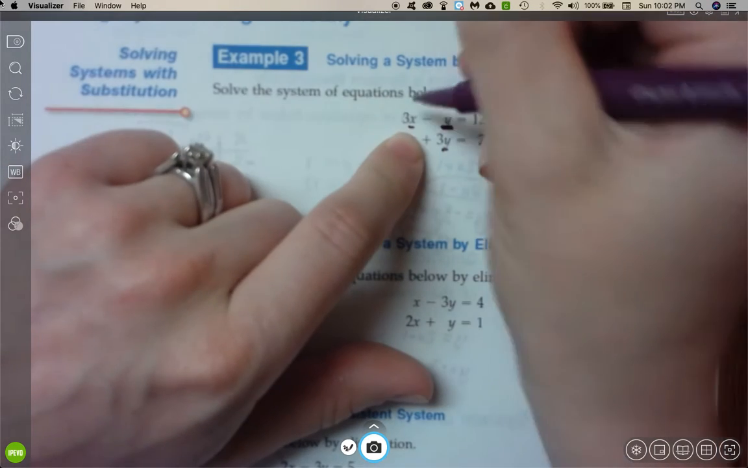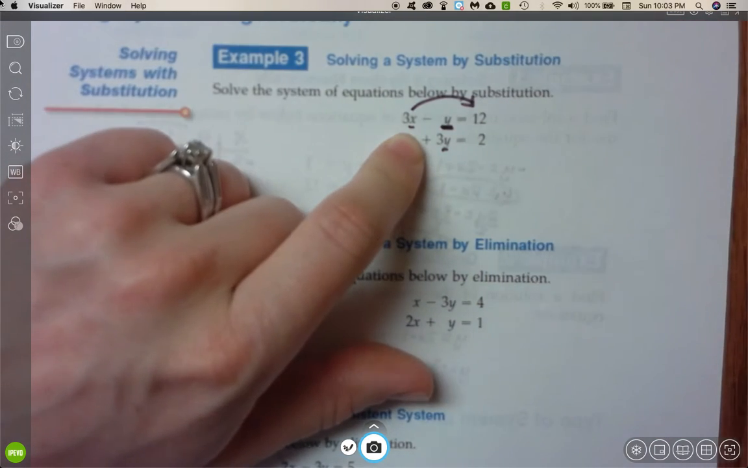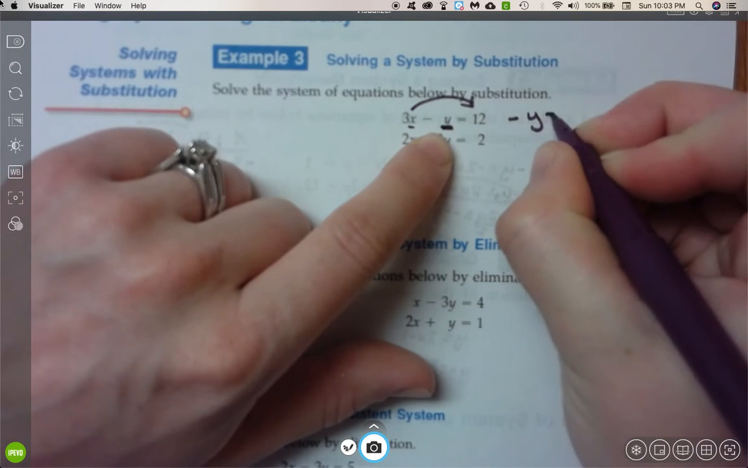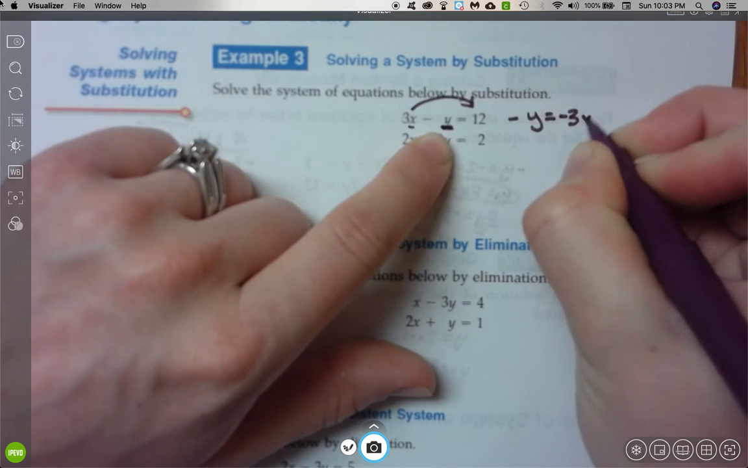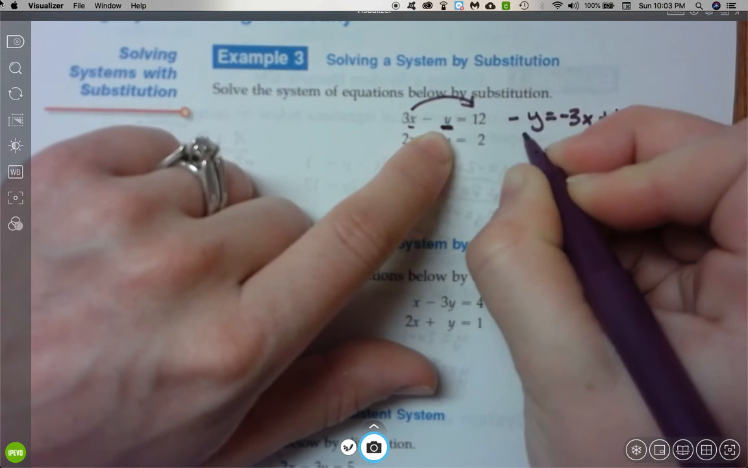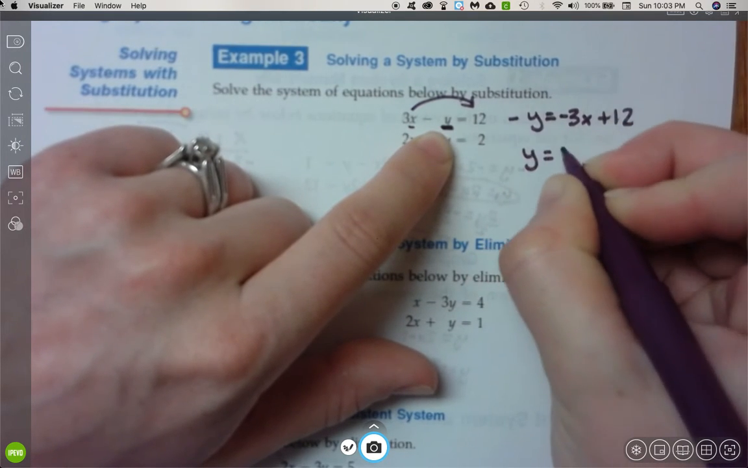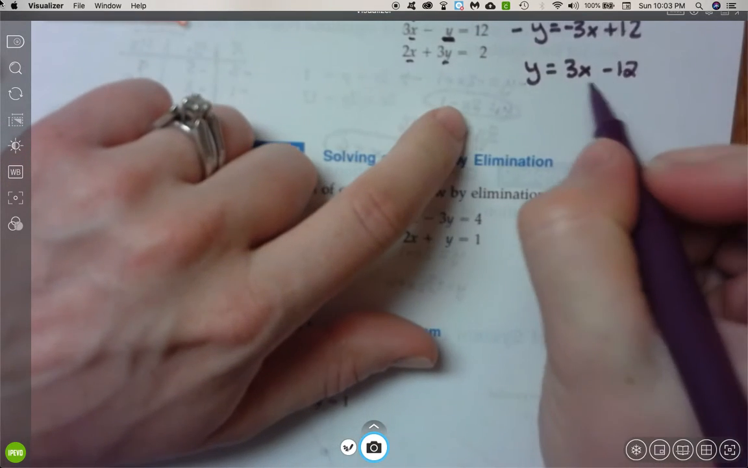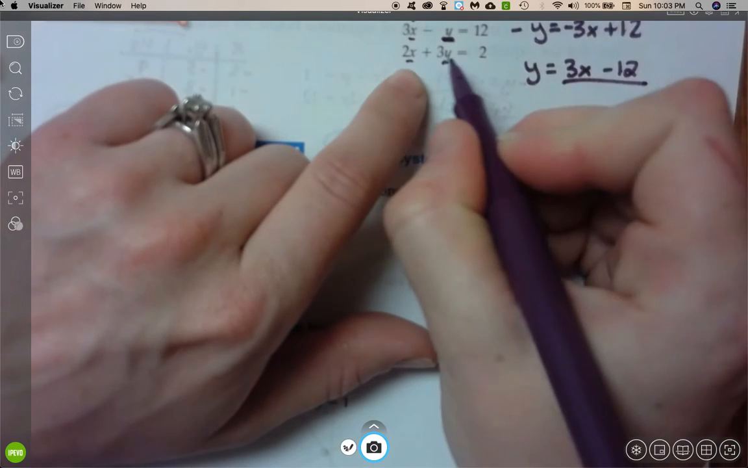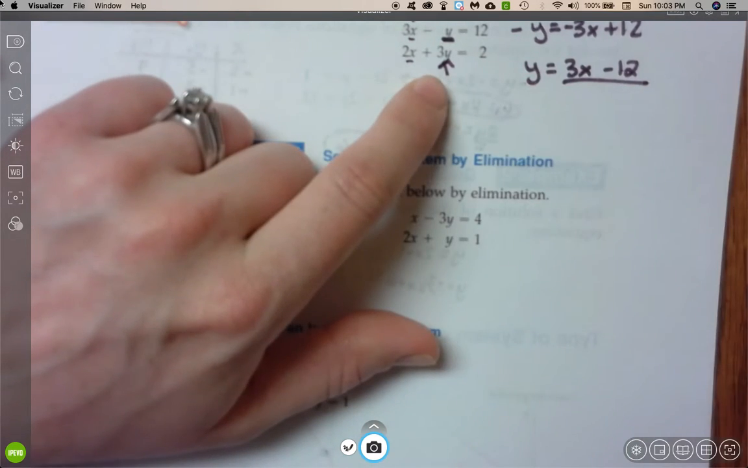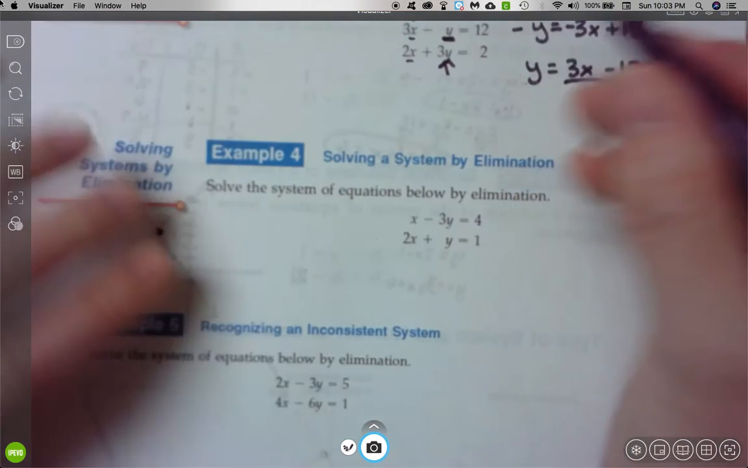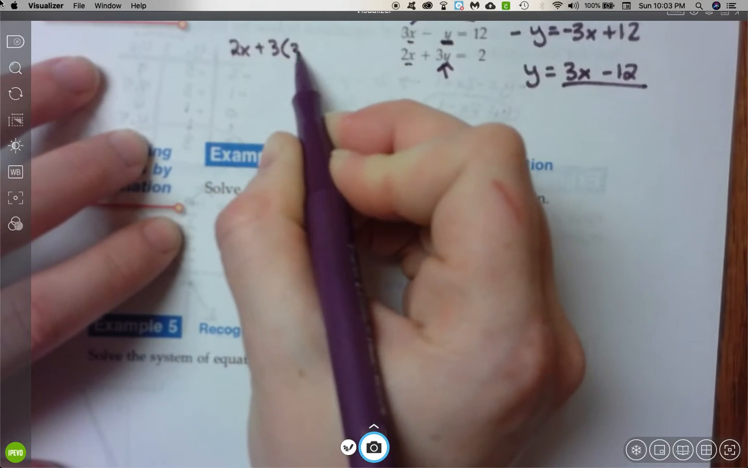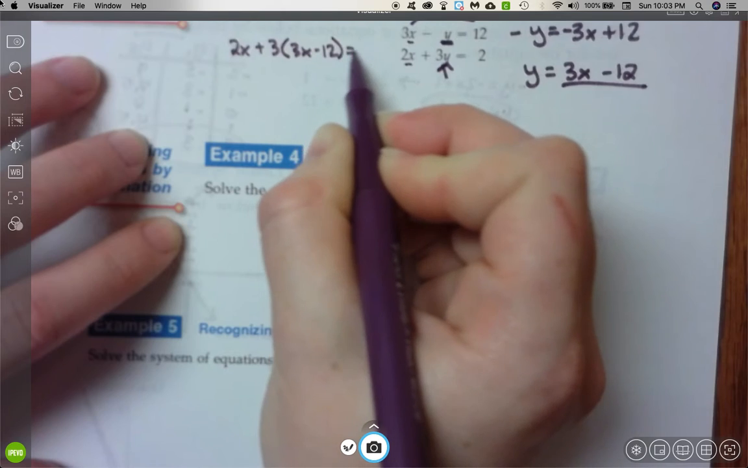So what I'm going to do is kick this 3x to the other side, which will still give me negative y, but then he'll be equal to negative 3x plus 12, and then I can divide by that negative, so y will be positive 3x minus 12. Okay, now I can substitute him in. I want to plug him into the bottom equation for y, because I solved the top one. So 2x plus 3 times (3x minus 12) equals 2.